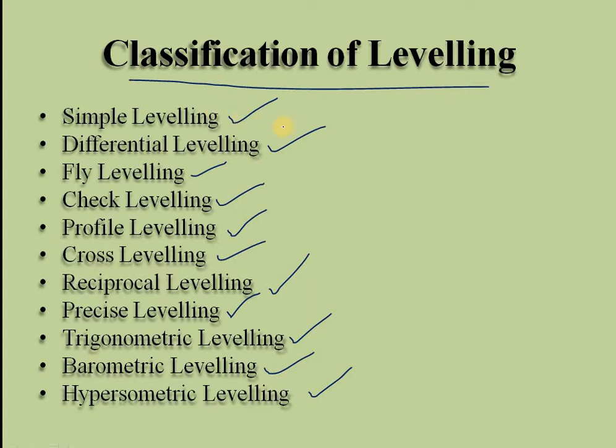Each and every leveling is used in civil engineering surveying. On the site premises, generally we refer to simple leveling as the best one, and differential leveling is another method, which is used in undulating areas where the ground levels have differences. The fly, check, profile, cross, reciprocal, precise, trigonometric, barometric and hypsometric levelings are also used in the surveying site fields. Let us see the topics one by one.